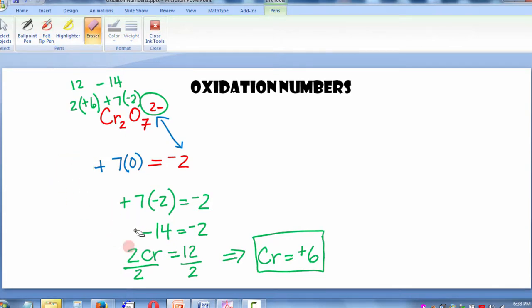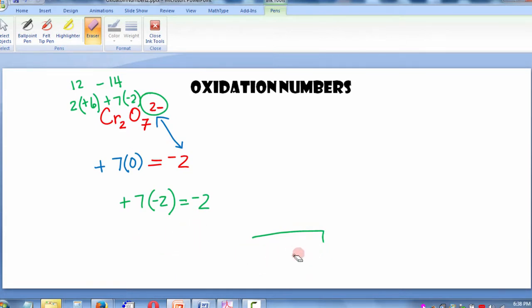So you can see how simple this is once you know your rules and how to set things up.